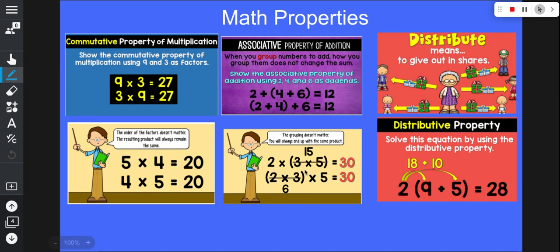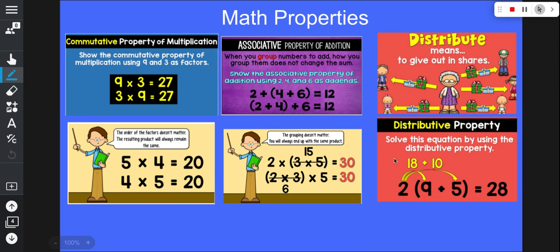If we do the 3 times 5 first, we get 15. 2 times 15 is 30. Or we can do the 2 times 3 first and get 6. 6 times 5 is 30. So the answer doesn't change when we regroup. When we're regrouping, we're usually moving parentheses.